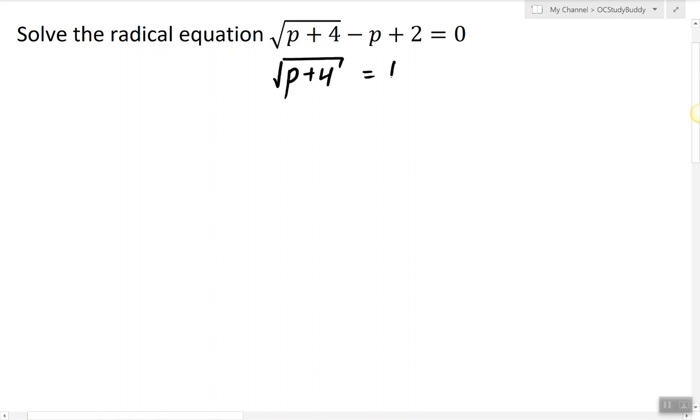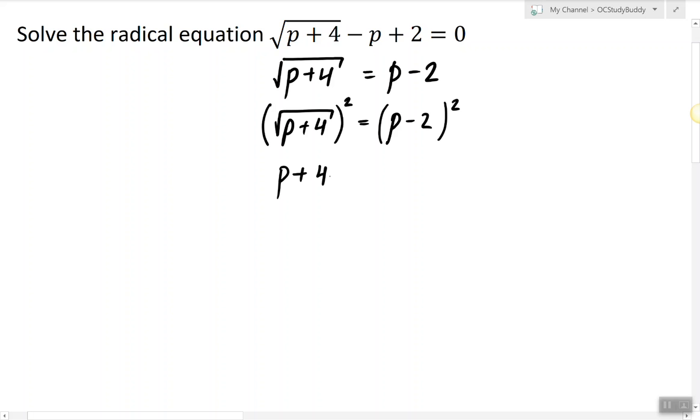So as a result, we have this equation, and next we're going to raise both sides to the appropriate power, which is 2 in this case because we have a square root. Now raising square root to the power 2 eliminates the radical, but the right hand side actually has to be squared. So (p minus 2) squared is p squared minus 4p plus 4, and as a result we don't have a radical equation anymore.